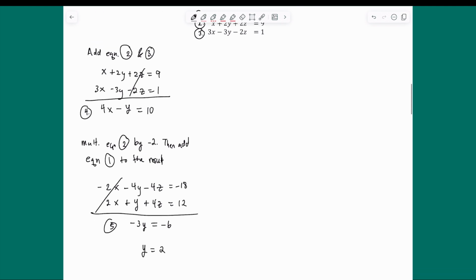And now I use that value and I'm going to substitute back into equation 4 here and solve for x. Okay, so then that would give me 4x minus 2 equal to 10. So we have 4x equals 12, and dividing both sides by 4 there gives me x equal to 3. And so now I have two of the variables, x and y now.